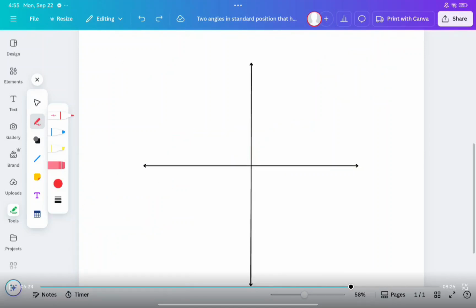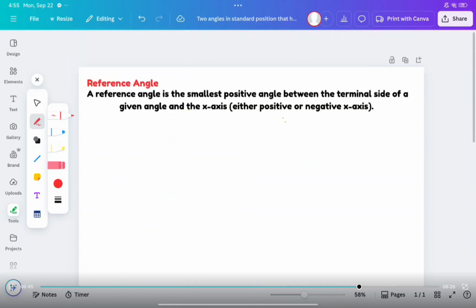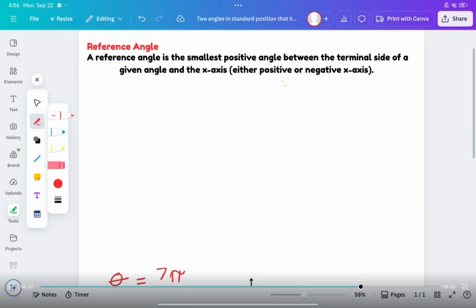So let's have another example, but it is quite complicated. We have here 7 pi over 4. To solve it easily and properly, we can convert pi, or radian rather, into degrees, so we can easily define the location, or the quadrant, of our terminal side.